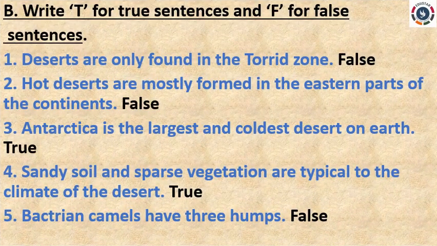Next, part B, write T for true sentences and F for false sentences. First one, deserts are only found in the torrid zone. Answer, false. Number 2, hot deserts are mostly formed in the eastern parts of the continents. Answer, false. Number 3, Antarctica is the largest and coldest desert on earth. Answer, true. Fourth one, sandy soil and sparse vegetation are typical to the climate of the desert. Answer, true. Fifth one, Bactrian camels have 3 humps. Answer, false.